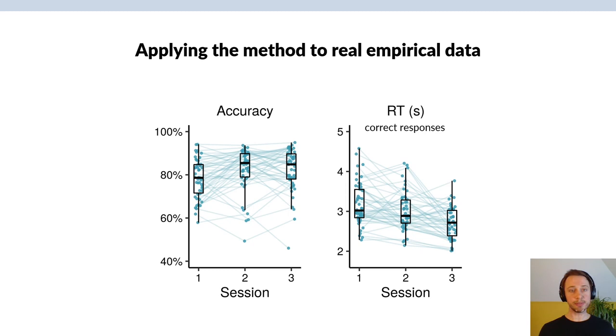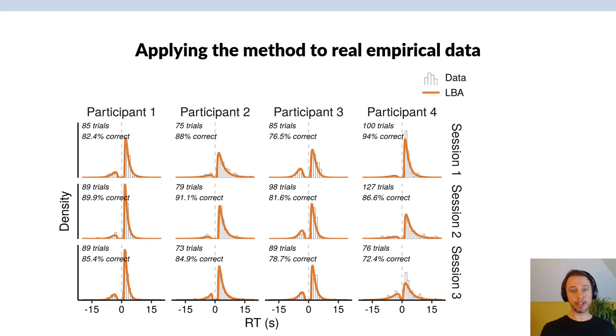So we fitted the LBA separately to each of the three learning sessions for every participant. And here you can see what that looked like for four of the participants. And you can see that the LBA did a reasonable job to capture the response time distributions, but in some cases, the very high accuracy and the relatively low number of trials did make it quite challenging to fit the error response as well.